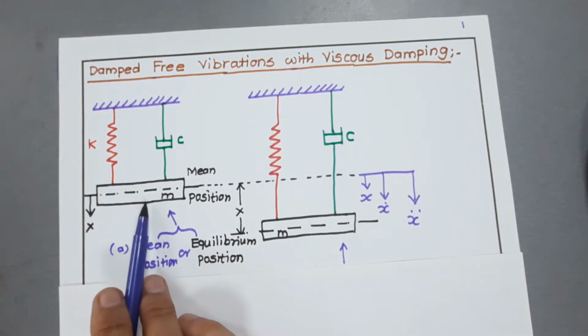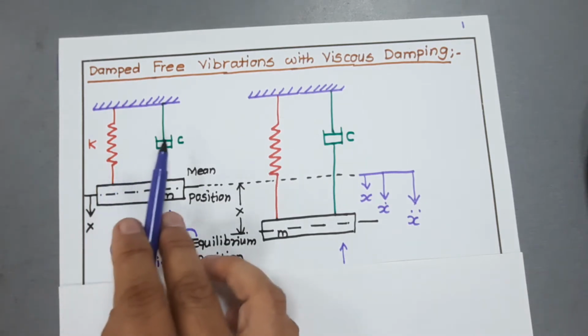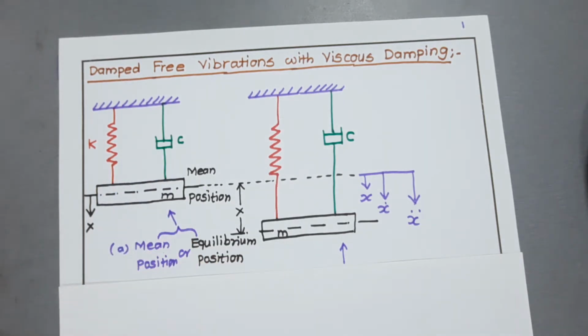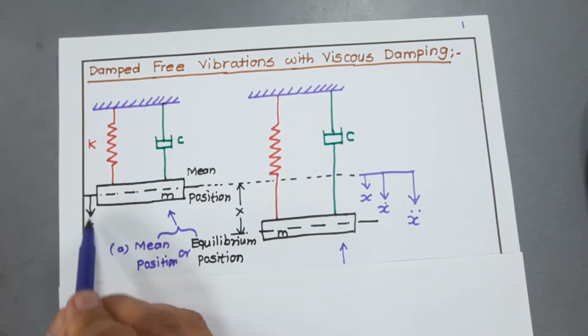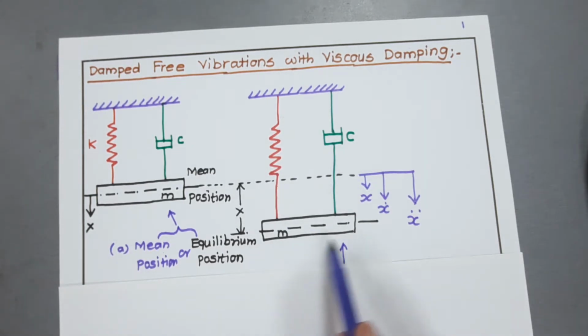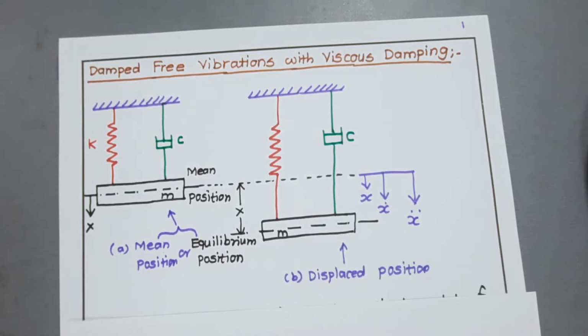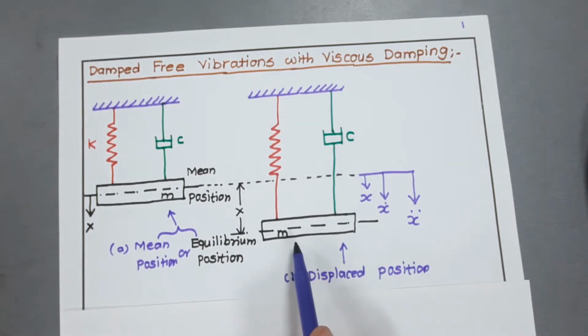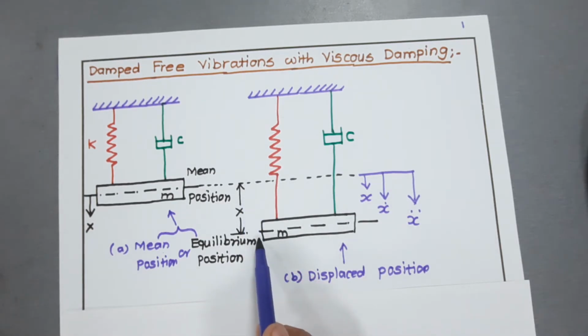Dear friends, this is the mean position, or one can say this is the equilibrium position of the spring, damper and mass system. Once you give some displacement to this mass M in downward direction as x, then this is your displaced position. This position is called the displaced position. In the displaced position, what happens? The mass is displaced by an amount x from the mean position to the new displaced position.